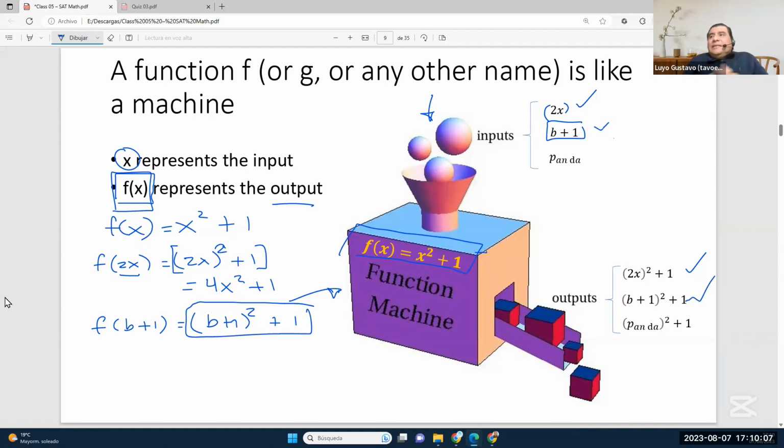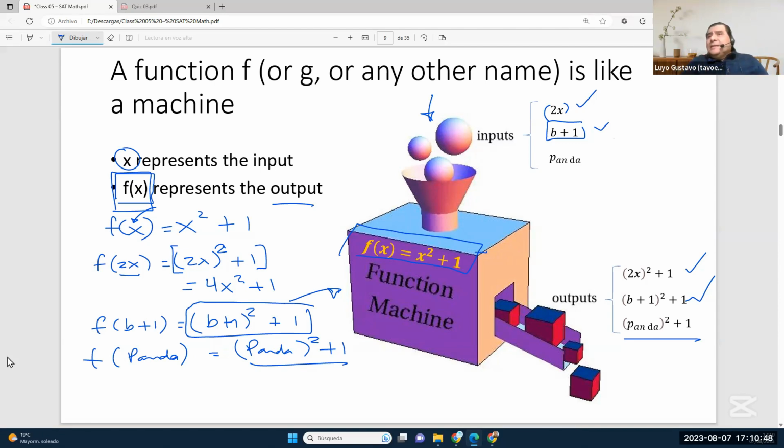And let's say that the input is panda. If the input is some variable or some constant value called panda, then what is F of panda? It's simply panda, whatever panda means, a constant or variable, squared plus 1. So this expression represents the output that the function machine yields when you give that input, panda. The variable X that we define here is simply a placeholder. It represents the input, and the set of operations applied over X represents the output.